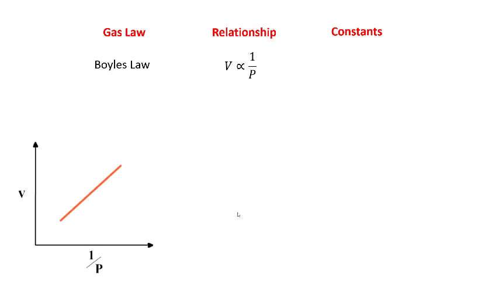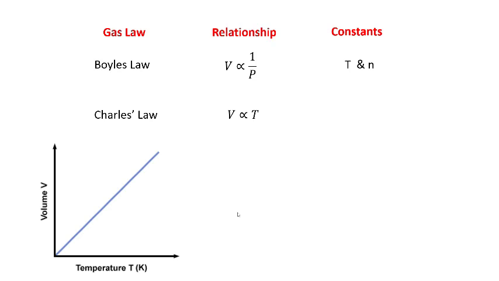There are four historically important gas laws that derive relationships between two physical properties of a gas while keeping the other properties constant. These are Boyle's law, which shows the relationship volume is proportional to 1 over pressure, or pressure is proportional to 1 over volume, where temperature and the number of moles are kept constant.